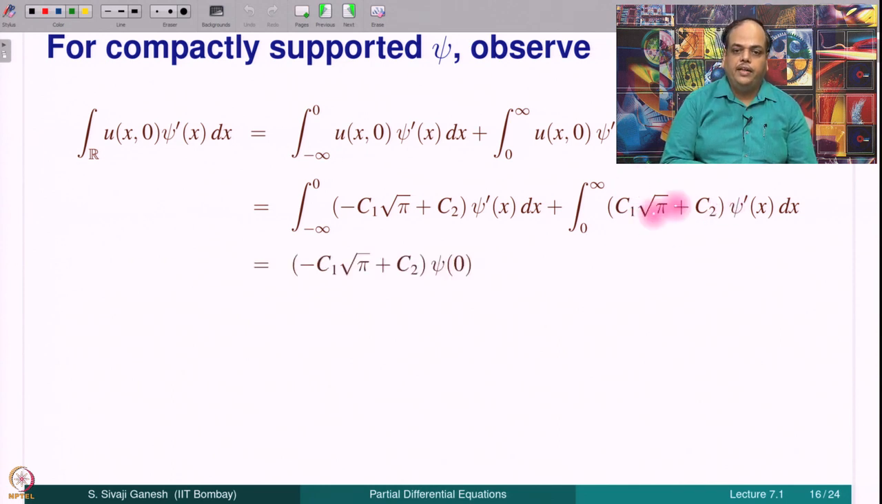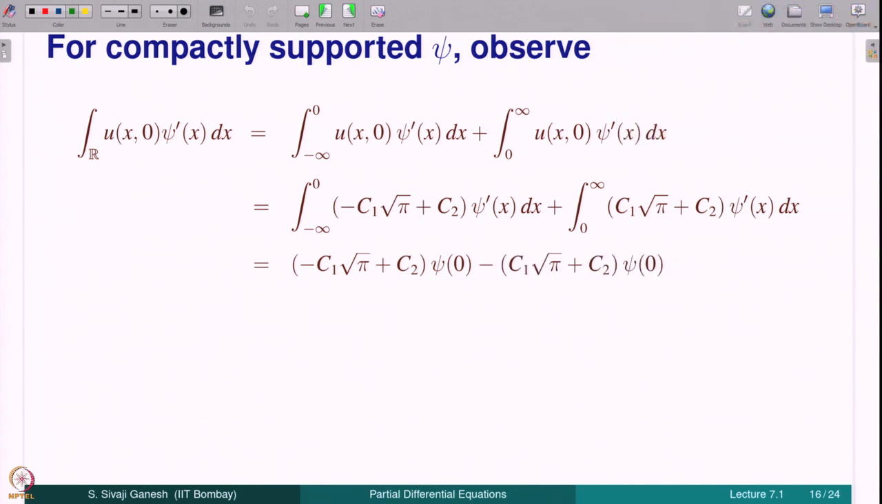Now, we can do the integration, right? This is a constant. So, the integral from minus infinity to 0 of psi dash of x is psi of 0, and here this is a constant, so the integral from 0 to infinity of psi dash of x is minus psi of 0. Psi has compact support, so the infinity does not matter, only 0 matters. If you simplify, you get this: minus 2 C1 root pi psi of 0.